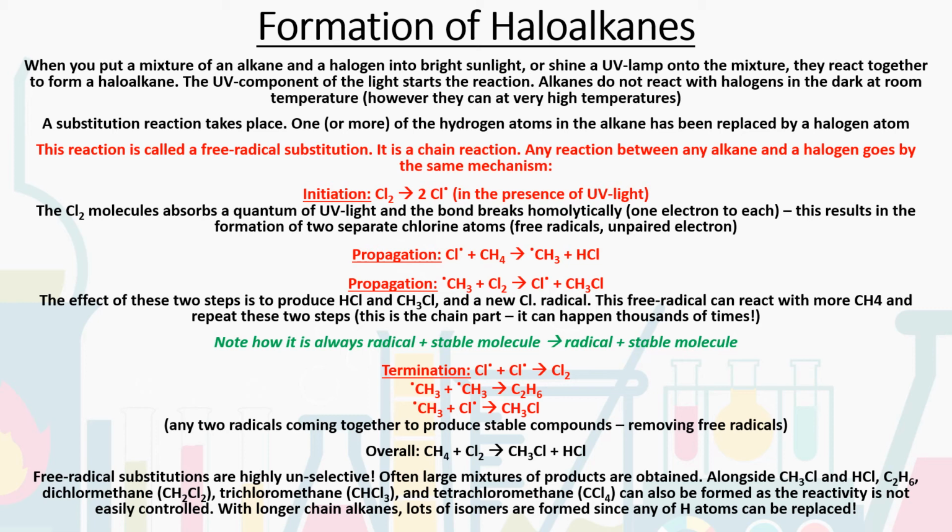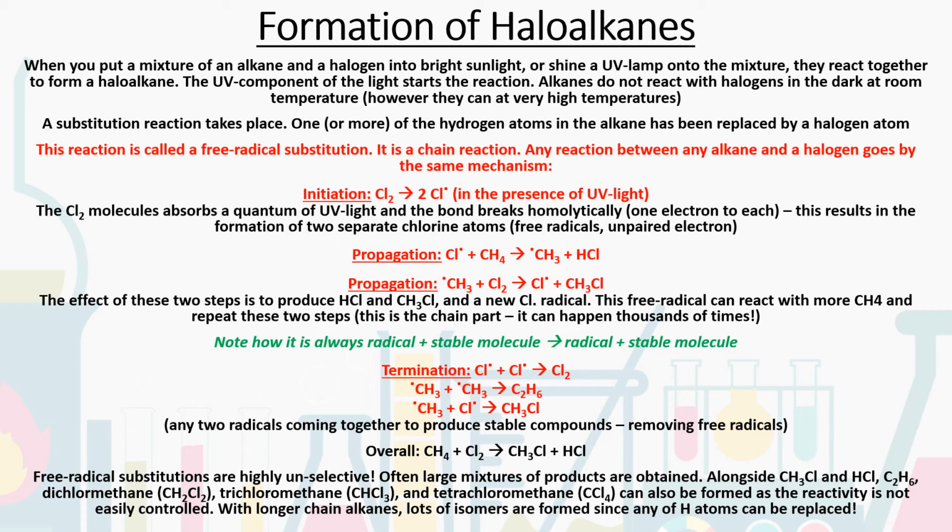And so the reaction is called a free radical substitution. The reason for this is because it involves radicals, species that have unpaired electrons. So rather than being a nucleophilic substitution, it's a free radical substitution. And it's something called a chain reaction. Essentially what that means is you can imagine the reaction going round in a circle, and so what you start with, you end up reforming at the end, and it can just go round and round and round. And any reaction between an alkane and a halogen goes by the same mechanism.